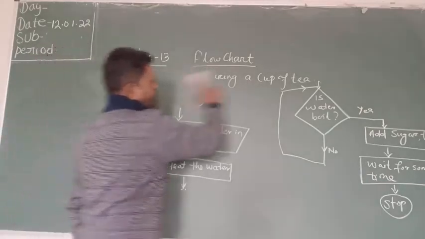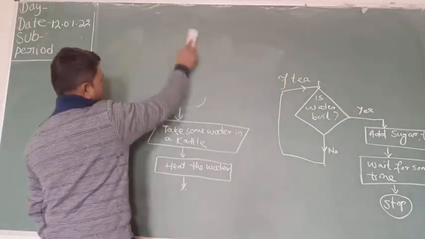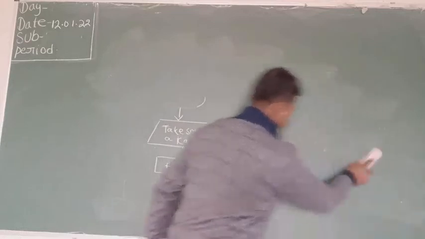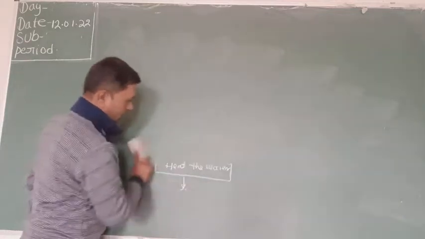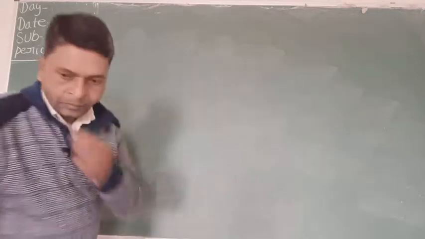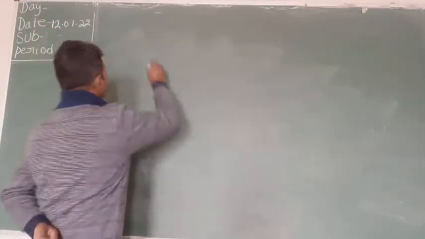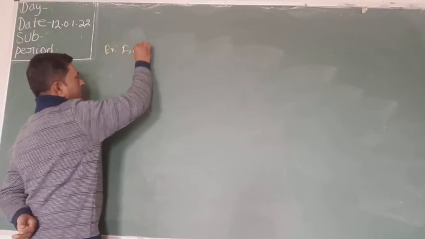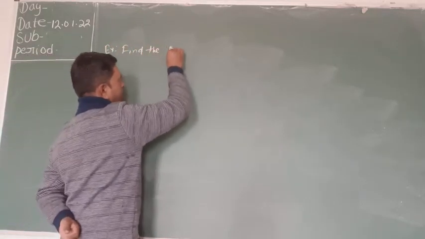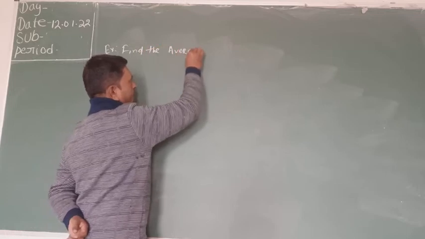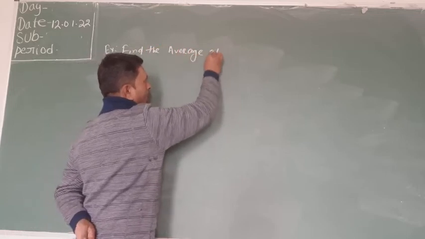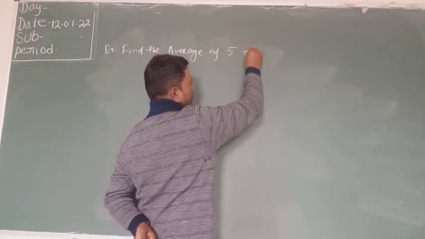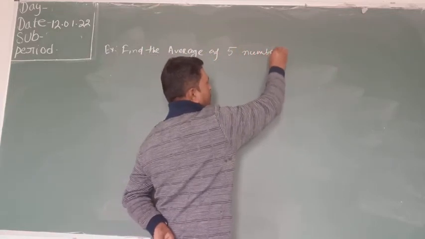Next, one more example: find the average of 5 numbers.